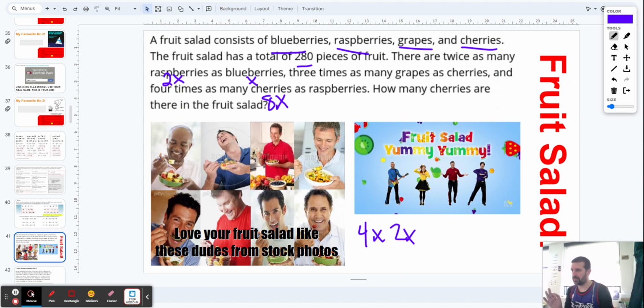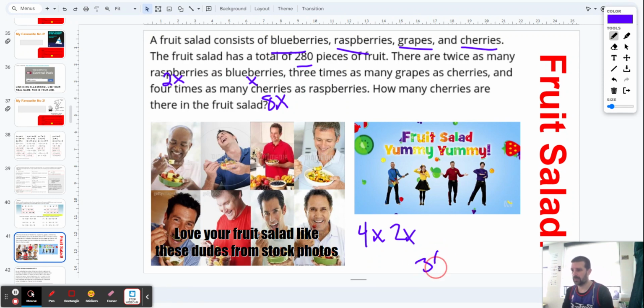Cherries is 8X because it said that there are 4 times as many cherries as raspberries. So that's 4 times the 2X, which gives us the 8X. Now let's go back and look at that one we missed, which was grapes. 3 times as many grapes as cherries. So cherries is 8X. So grapes becomes 3 times that many. So 3 times 8X, right?